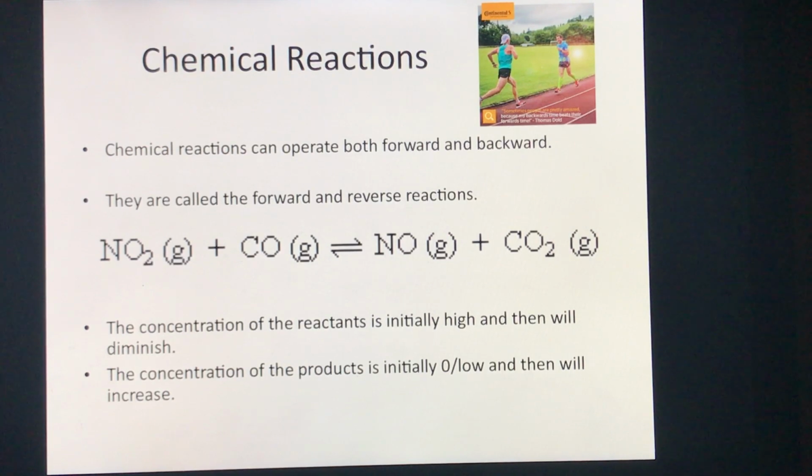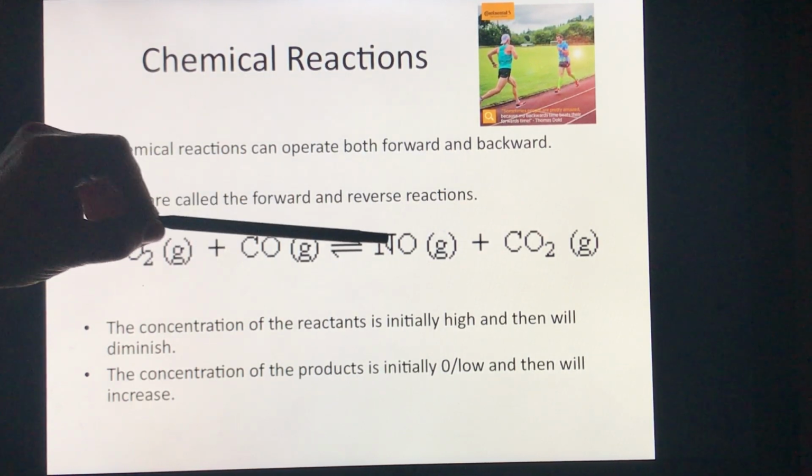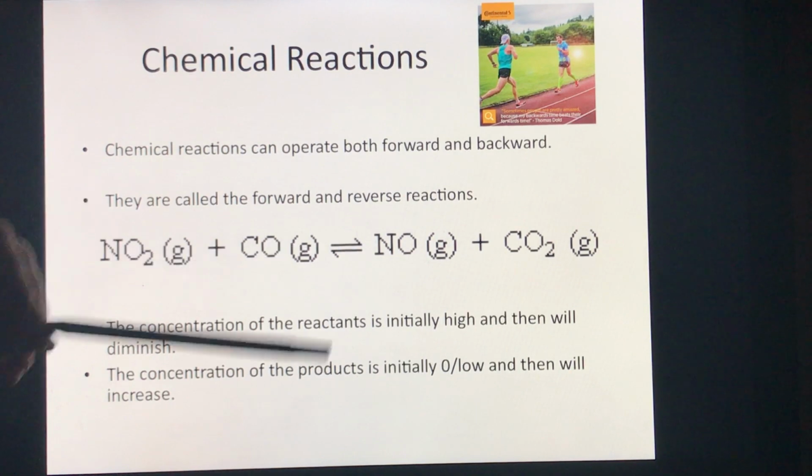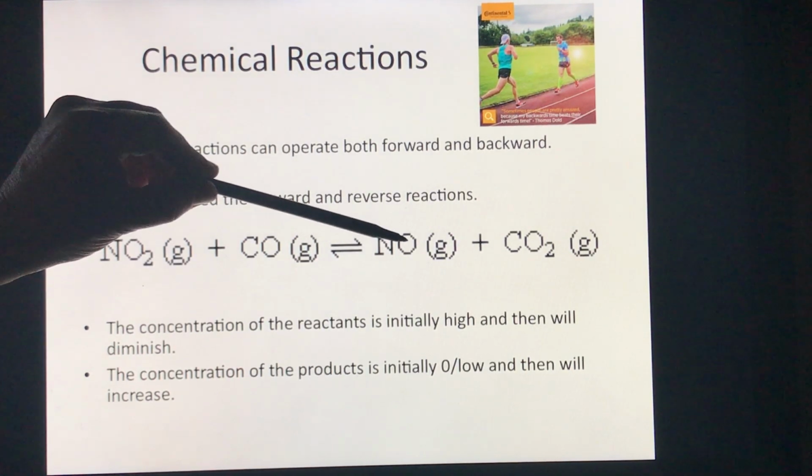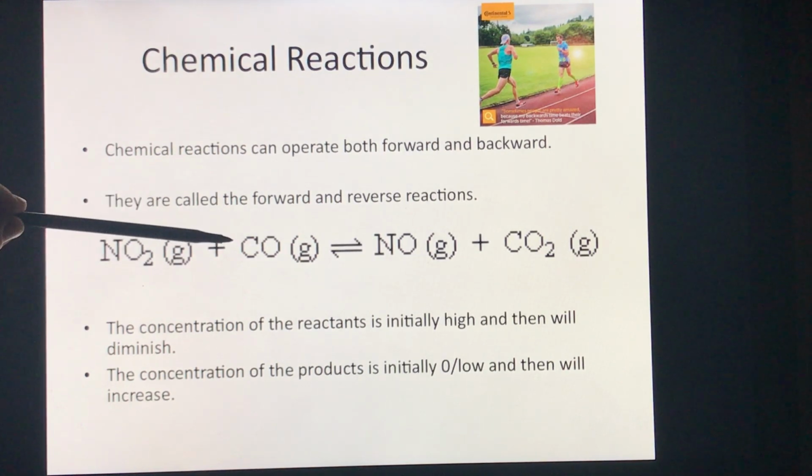In our previous modules, we had only looked at reactions simply going from the reactants to the products in a forward direction. However, in this module, we're considering the possibility or the probability that there are a number of reactions that can occur both in a forward direction and in a backward or reverse direction.